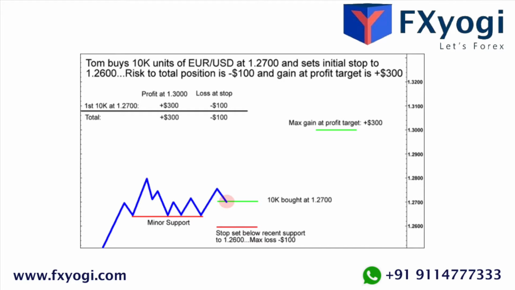Number 1. Predetermine levels of entry for additional units. Number 2. Calculate your risk with the additional units added. Number 3. Trail stop loss to keep growing position within comfortable risk parameters.